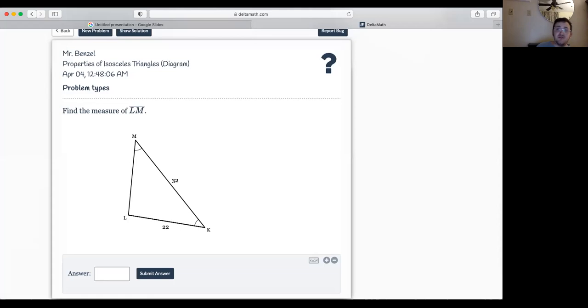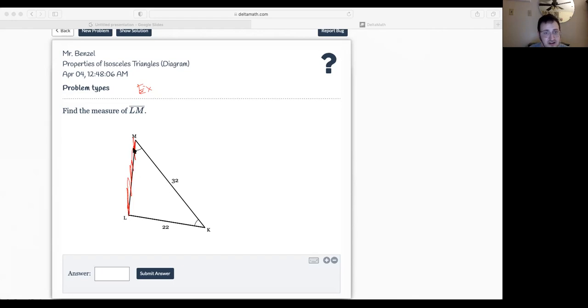All right, the most basic problems that you're going to see on the Delta Math assignment for 4.1b is when the diagrams are provided. We'll call this example 1. What we can see here is it's asking us to find LM. So it's asking us to find this red side over here. And I'm going to use a different color, maybe lime green.